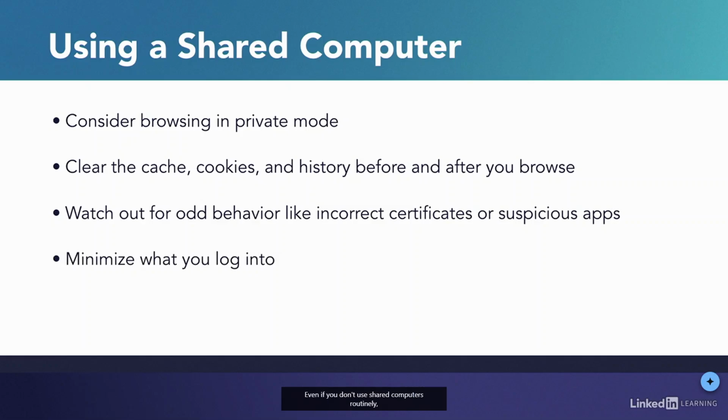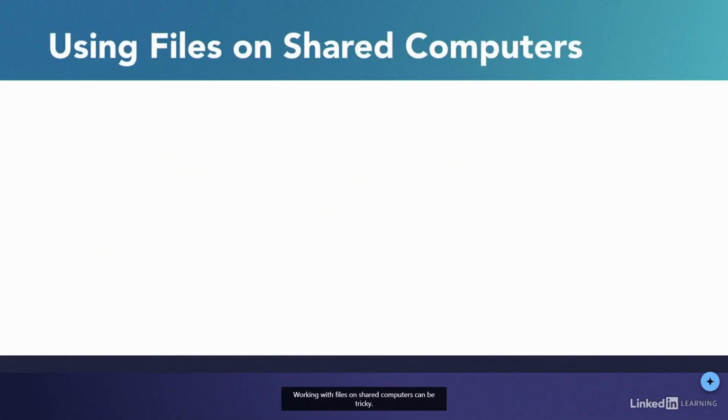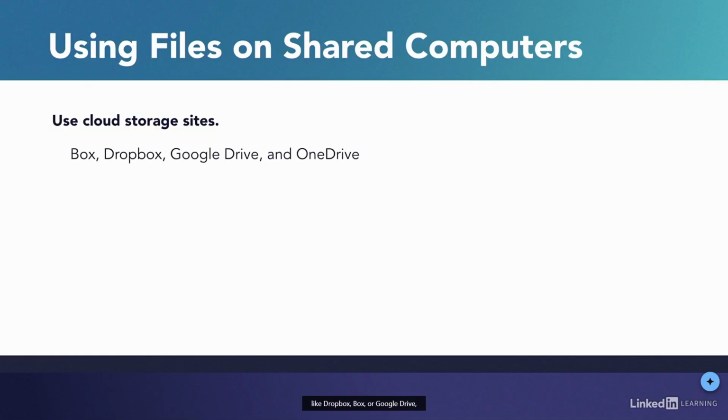Even if you don't use shared computers routinely, it's a very good idea to set up two-factor authentication or two-step authentication for your accounts. So even if your password is stolen, attackers would still find it difficult to access your accounts. Working with files on shared computers can be tricky. If you use a cloud file storage system like Dropbox, Box, or Google Drive, you'll have access to your files in a browser and have the opportunity to protect those files with the account's two-factor security. Using cloud storage through the browser is probably the easiest way to work with files in a shared environment.